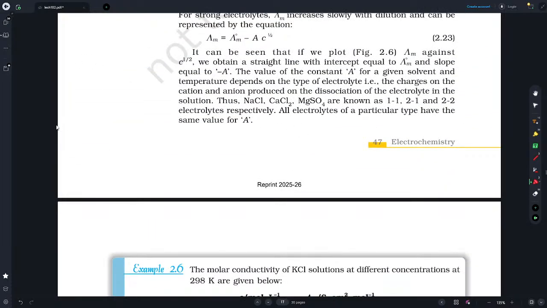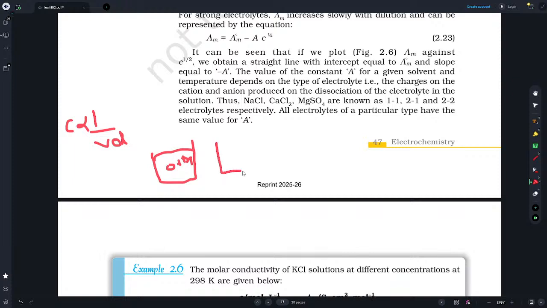As we see, concentration is inversely proportional to volume. As volume increases, concentration decreases, right? So if there is a solute, there is a solution. In this solution, there is a solute of 0.1 molar. That means there is 0.1 mole of solute per 1 liter.